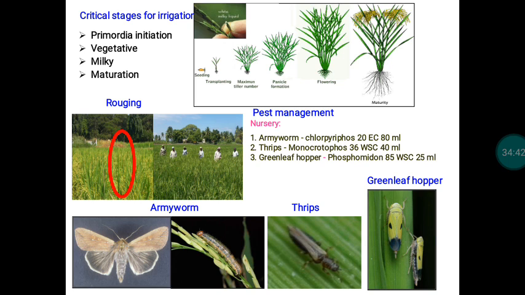Primordial initiation means the transition period from vegetative to reproductive. By dissecting the stem of the plants, we will come to know whether the plant is shifting from vegetative to flowering. So during that particular time we have to ensure adequate water supply, and the vegetative, milky and maturation stages are all very critical stages. Here you can see the various stages of development of the paddy, panicle formation, flowering, maturity, everything is there. So during the critical periods we have to ensure water availability.